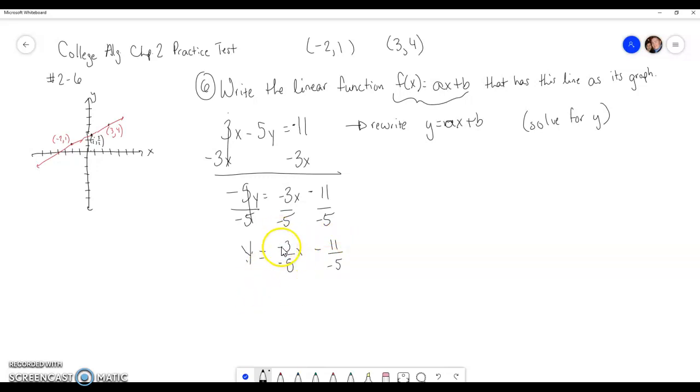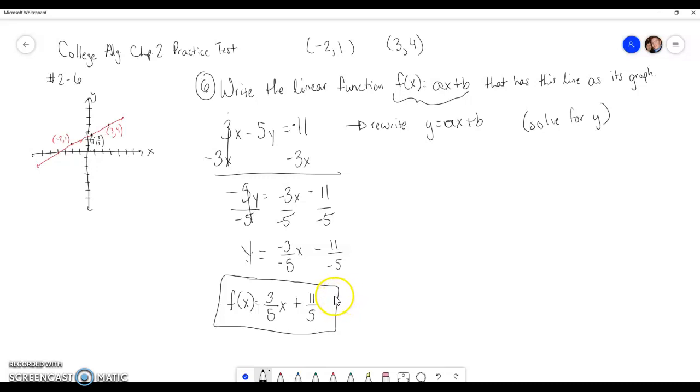Again, I'm going to reduce. Negative divided by a negative means that I have a positive. I'm going to rewrite my y as f of x. Negative 3 divided by negative 5 gives me a positive 3 divided by a positive 5. Negative 11 divided by a negative 5 means I have a positive 11 divided by a positive 5. Okay, so that is my f of x equals 3/5 x plus 11/5.